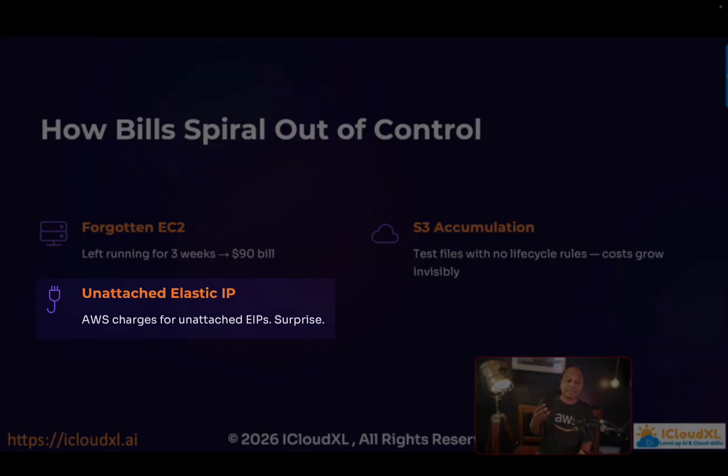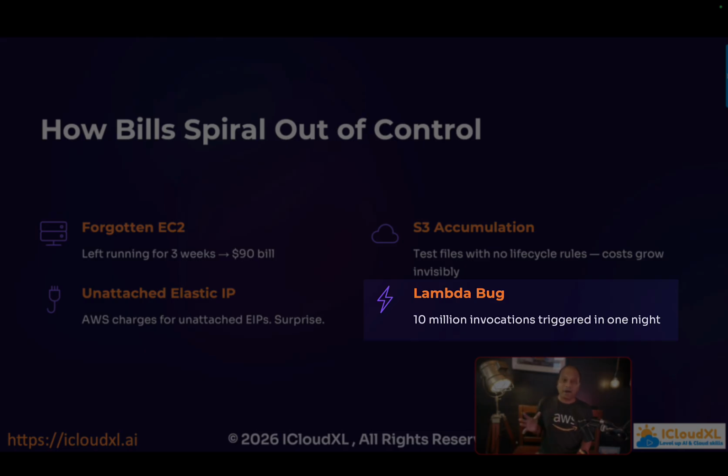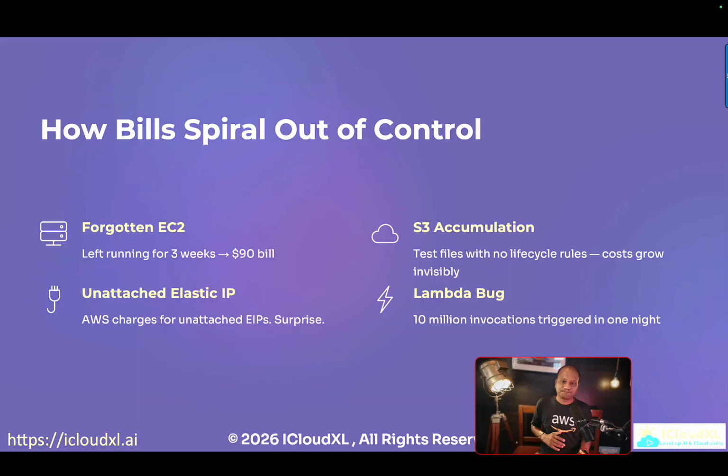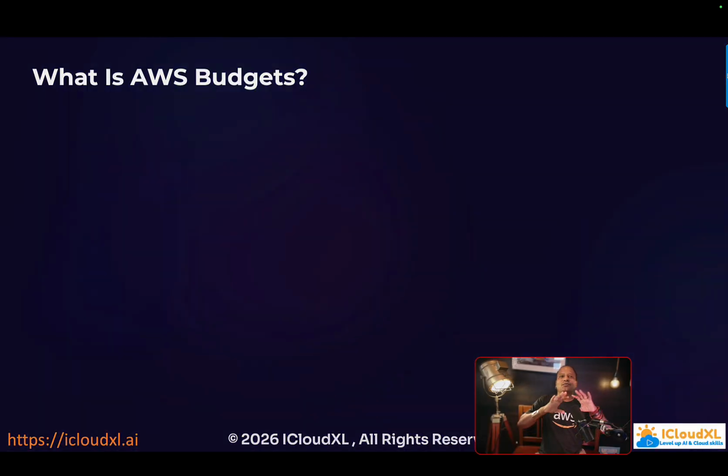The third one is an unattached Elastic IP. If you have an Elastic IP and you are not attaching it to any instance, you have to pay. So make sure your Elastic IP is utilized or release it. The fourth one is a Lambda bug. You have a bug in the code and 10 million invocations are triggered in one night. That's it, you're going to get the bill. Now you know the 4 common scenarios where people make mistakes and spend unnecessarily.